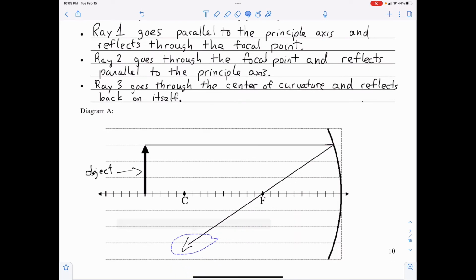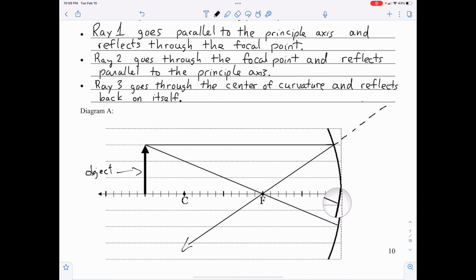Just like that. Now I need to draw the back ray extension, like that. Reflected rays always have to have back rays. Okay, now ray 2 is the exact opposite. It's the converse. It's going to pass through the focal point and then reflect parallel. So we're going to go through the focal point like this.